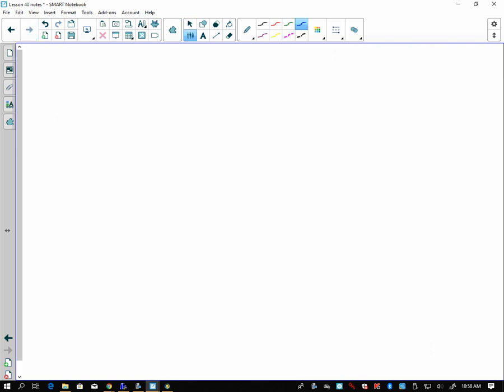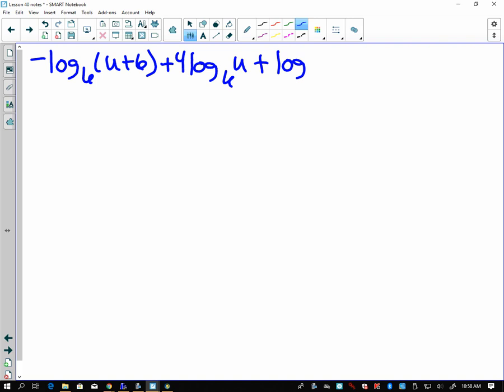All right. So I believe as this starts off, I'm just going to start with what it says. We'll rewrite the question. We have negative log base 6 of u plus 6, plus 4 log base 6 of u, plus log base 6 of u squared minus 36, minus log base 6 of u squared plus 36.